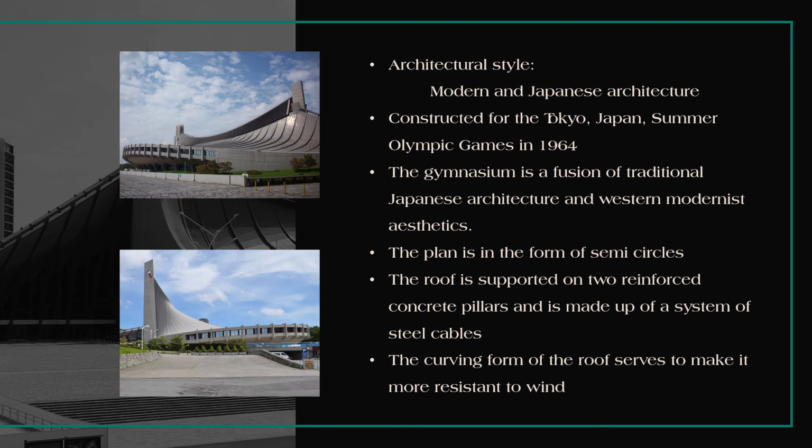Two reinforced concrete pillars support the roof, which is constructed of a network of steel wires onto which enamelled steel plates are afterwards soldered. The roof's curved shape helps to increase its resistance to the wind, which can approach hurricane force in this area.